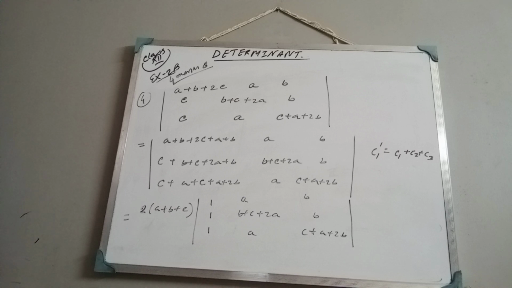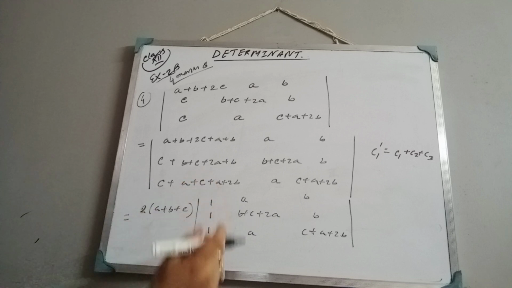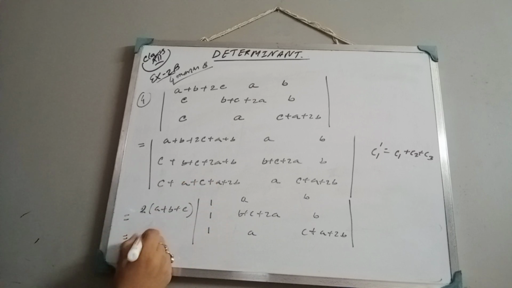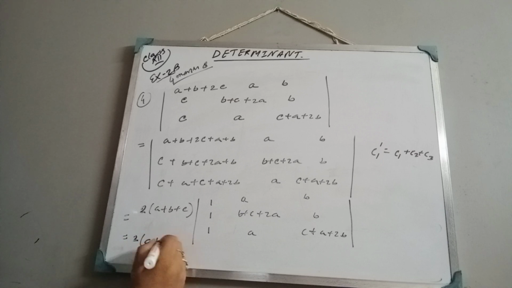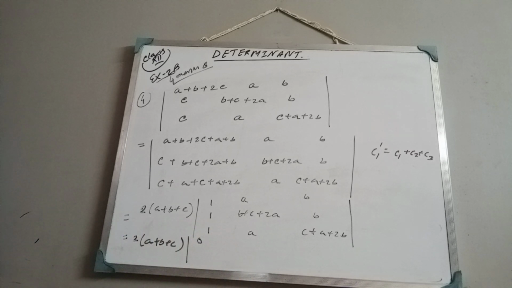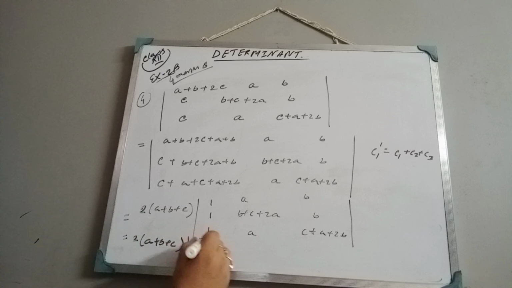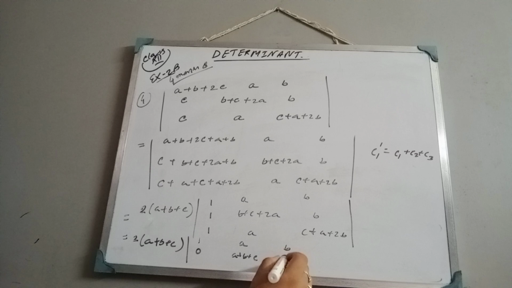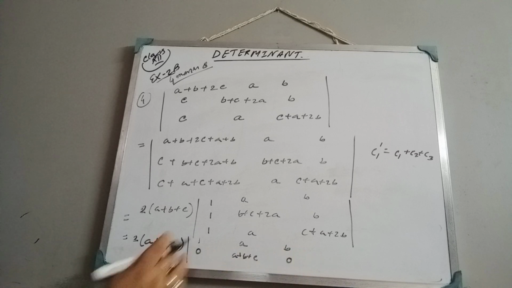Next, second row minus first row. Then 2 into A plus B plus C outside. Second row minus first row means 1 minus 1, that is 0. The first row remains the same: 1, A, B. 1 minus 1 is 0, B plus C plus 2A minus A, so it is coming A plus B plus C. And here B minus B is 0.